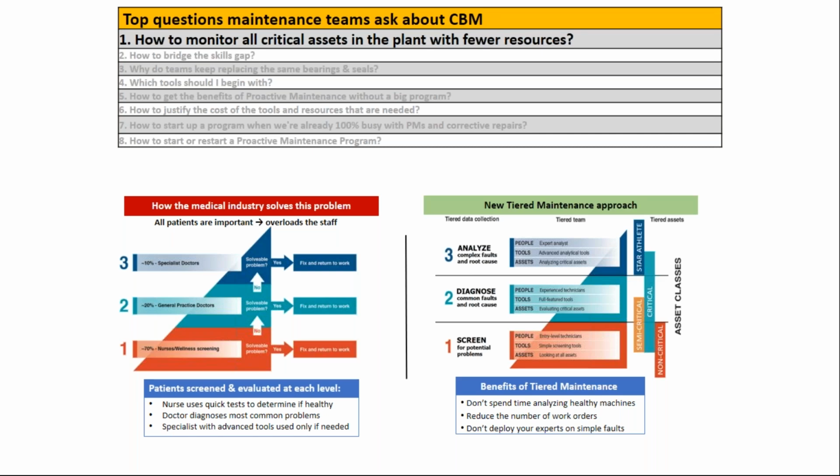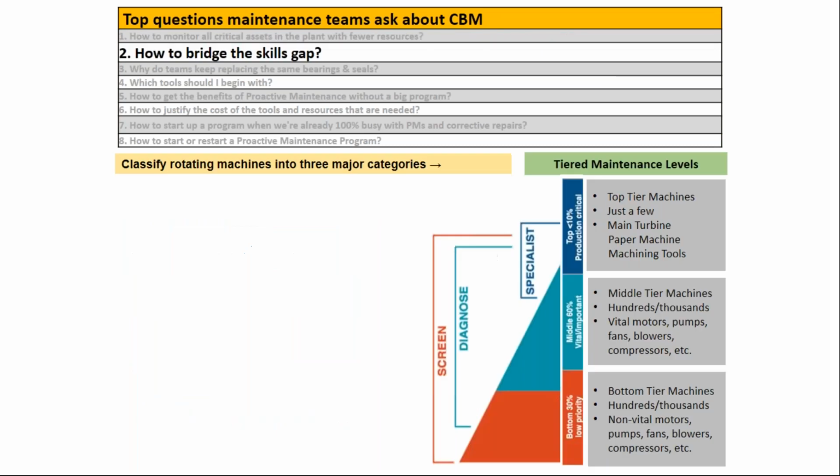So the solution of monitoring critical assets with fewer resources is to use a tiered approach. First, we want to screen out which machines are healthy and which ones aren't, and then diagnose the most common problems, and then send just the most specialized or most complex problems to our experts. So let's dig a little deeper into that.